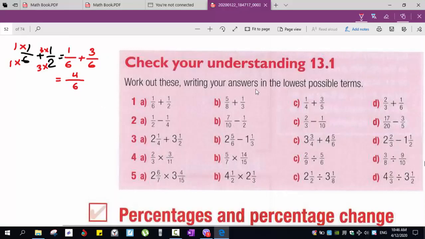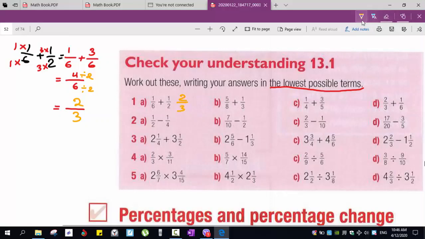Since the question says write the answer in the lowest possible term, lowest possible term, in other words, means simplest form. Then to simplify a fraction, we are going to divide the numerator and the denominator by the same number. As you see, 4 and 6 are both even numbers, so we can divide both of them by 2. We will get 4 divided by 2 is 2, 6 divided by 2 is 3. 2 over 3 is the lowest term for question 1a.